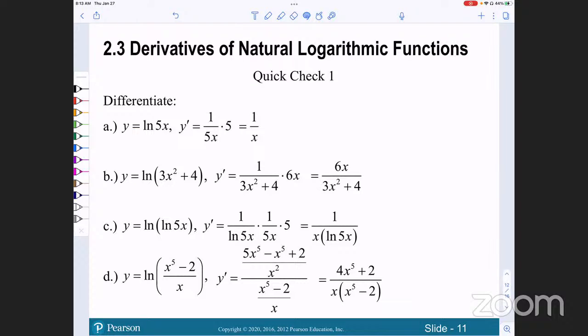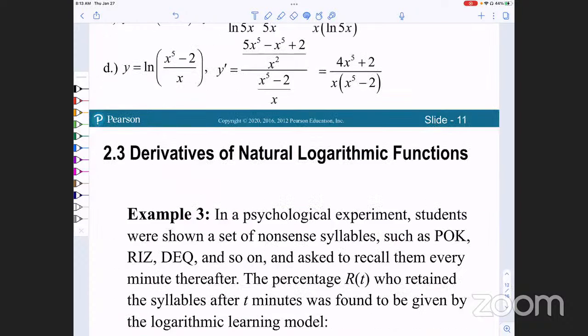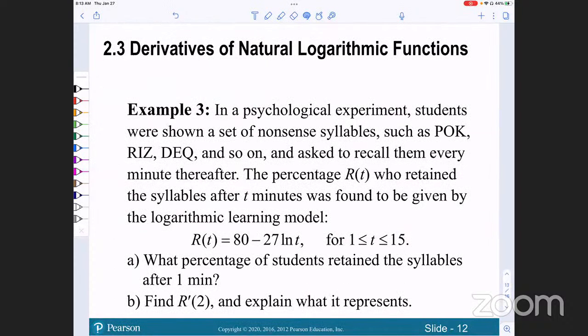So the quick check, as of late, I've been leaving that as an exercise for you all. And then we have this example. Example 3 says that in a psychological experiment, students were shown a set of nonsense syllables such as POK, RZ, DEQ, and so on, and asked to recall them every minute thereafter. The percentage R(t) who retained the syllables after t minutes was found to be given by the logarithmic learning model that you see here, where t is between 1 and 15. I'm assuming that's minutes. Yeah, 1 to 15 minutes.